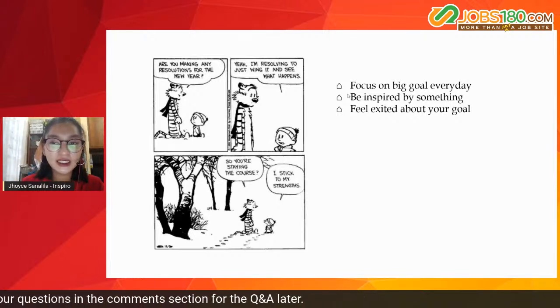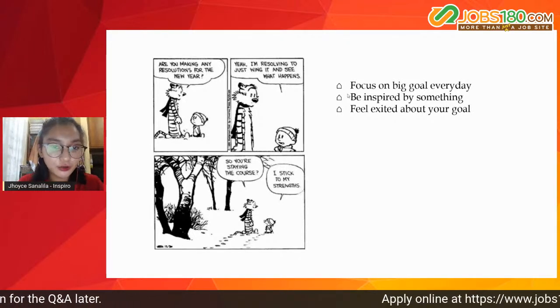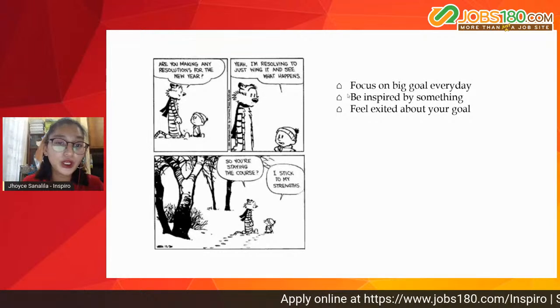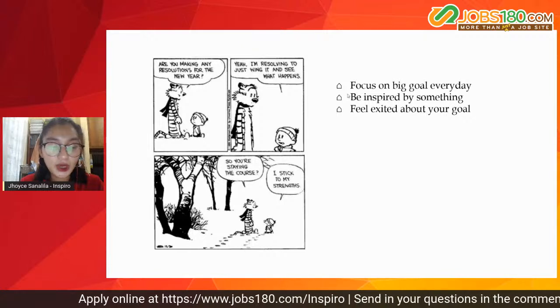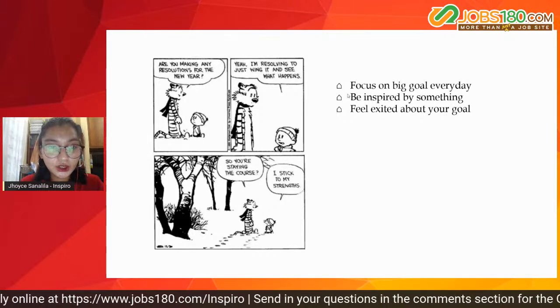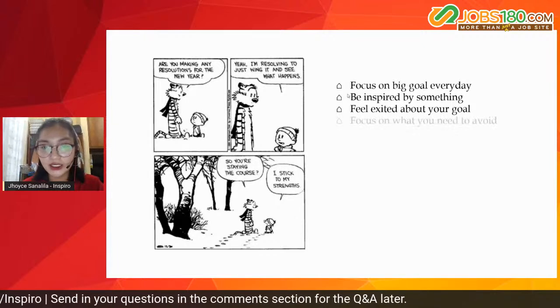Next is feel excited about your goal. When we think about getting what we want in life, we often stress about all the work it's going to take. But I'd suggest it's better to get excited about the journey you're embarking on, so you're on your way to bigger and better things.